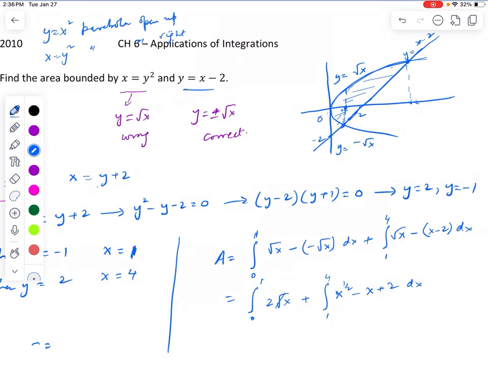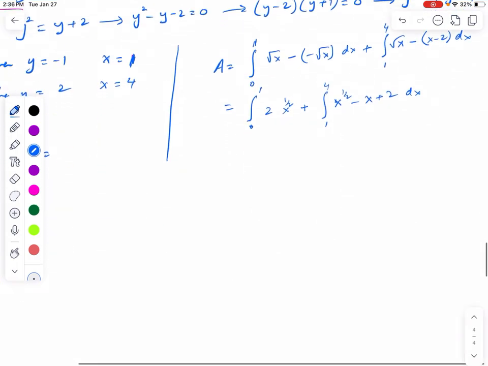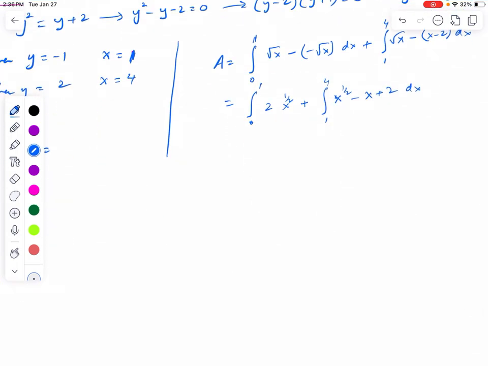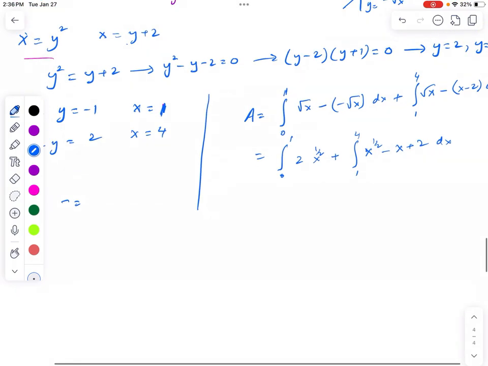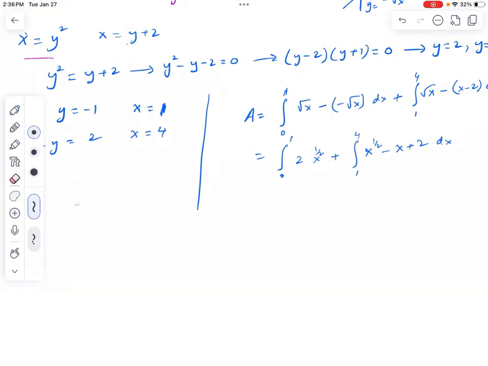So we get equal to 2x to the 3 halves over 3 plus, forgetting the dx here. So the integral, the bounds are from 0 to 1, plus the bounds are from 1 to 4, but the function is giving me x to the 3 halves over 3 halves minus x squared over 2 plus 2x. Bounds are 1 to 4. So plug in the bounds. Okay, first let's simplify it a little bit.